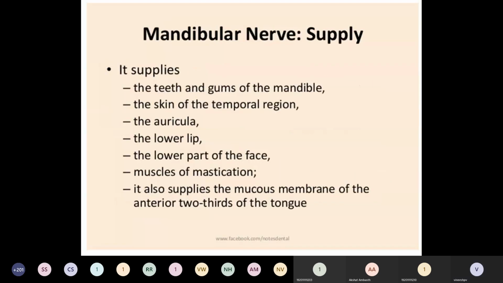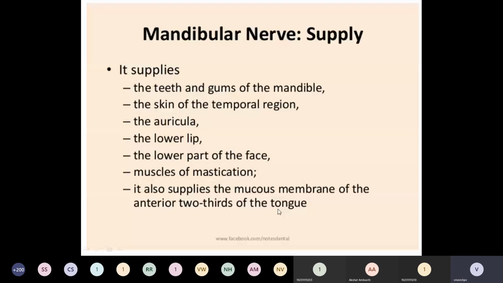Now, mandibular nerve, where all does it supply? You can see the teeth and the gums of the mandible, skin of the temporal region, auricle, lower lip, lower part of the face, muscles of mastication, and also the anterior two-thirds of the tongue. This much is supposed to be written for a 10 mark question.